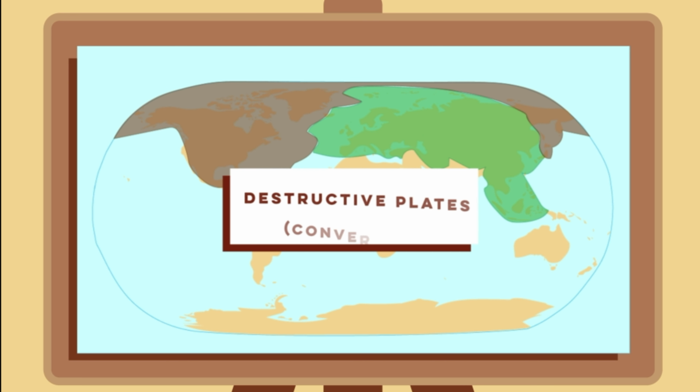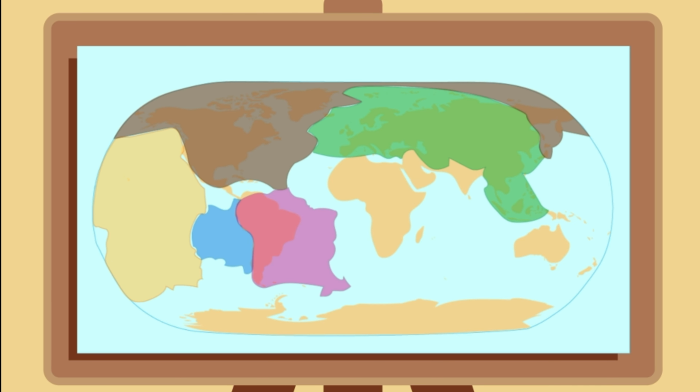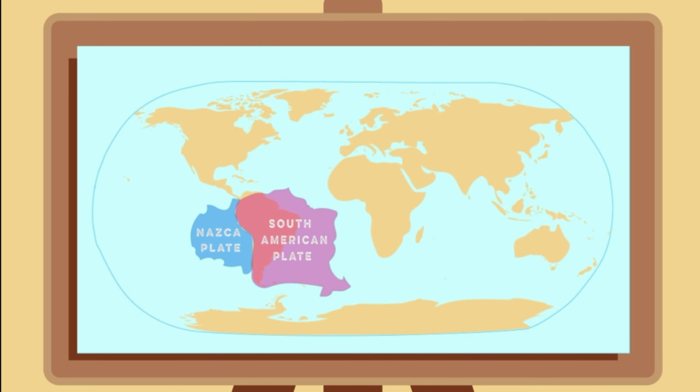Or we have the destructive or convergent plate boundary, where plates move towards each other and one is forced beneath the other in a process called subduction, forming volcanoes and powerful earthquakes, such as along the Nazca and South American plates.